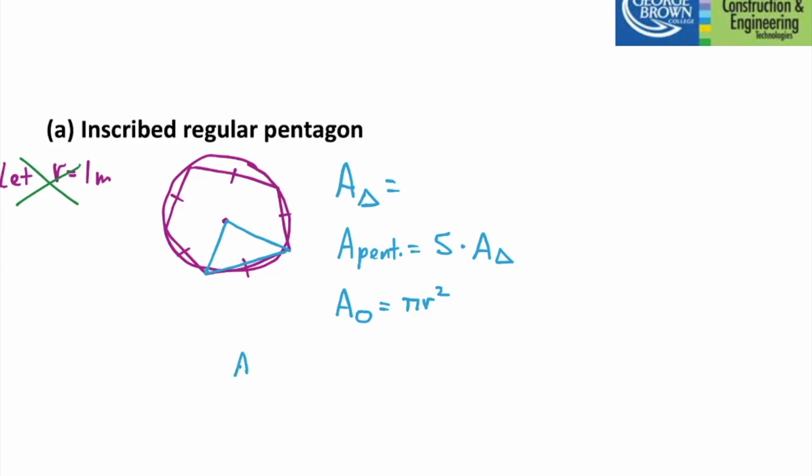And finally, we can do the actual fraction. So I'll just say here the answer is going to be area of pentagon divided by area of the circle. So you can see here that it's going to be something over pi r squared. That's kind of like the top-down look at the actual question.